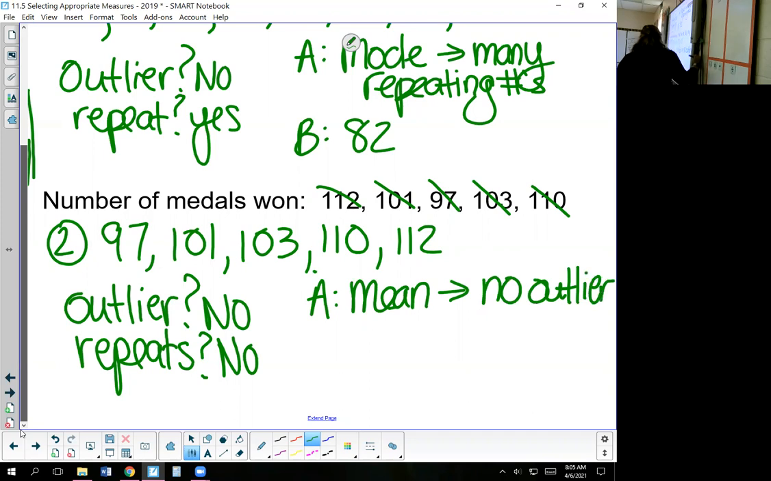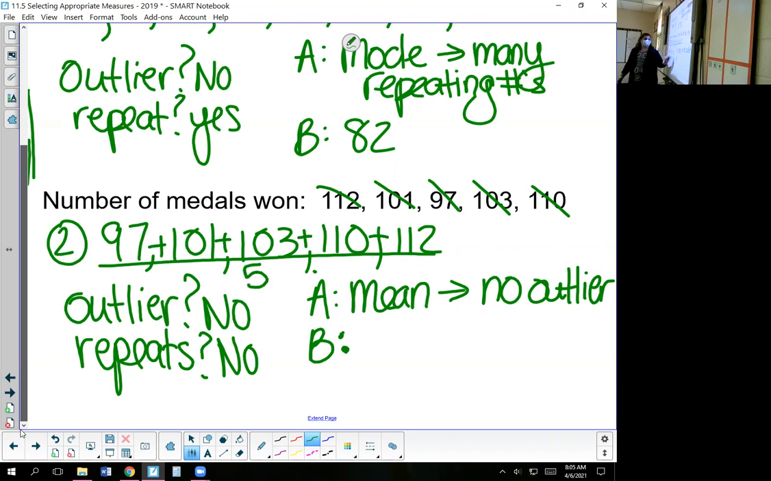Okay? So how do we find the mean? Well, I already have the numbers in order, right? So what am I supposed to do? I need to add them all up and divide by how many numbers there are. How many numbers are in the set? 1, 2, 3, 4, 5. Divide by 5. Let's get our answer here.